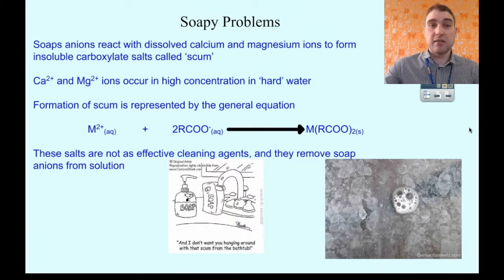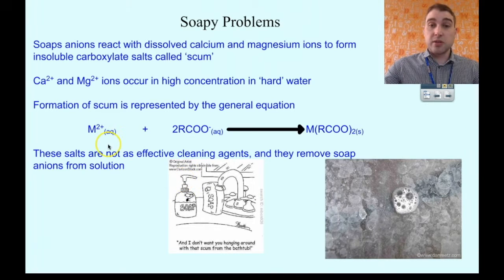So soap has a bit of a problem in that when it reacts with dissolved calcium and magnesium ions, you get an insoluble carboxylate salt called scum being produced. You get high concentrations of calcium and magnesium ions in hard water, which is quite common. Adelaide, for example, has very hard water because a lot of our water comes from the Murray and there's a lot of limestone cliffs there, so you get a large calcium ion concentration from the limestone that makes up the cliffs as it dissolves into the water.